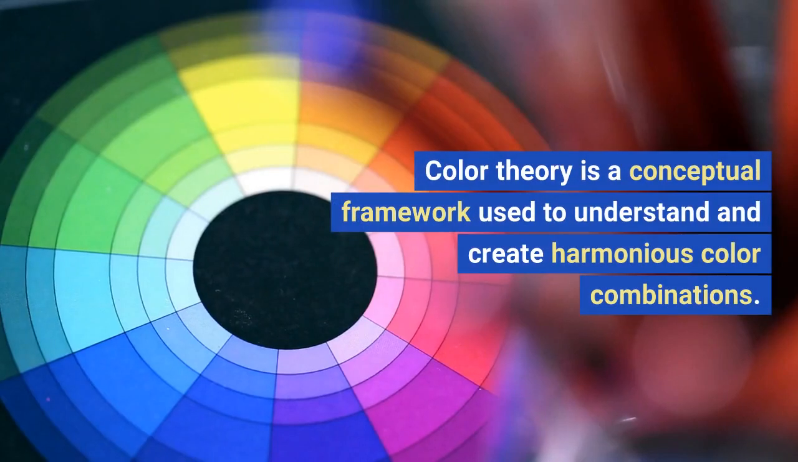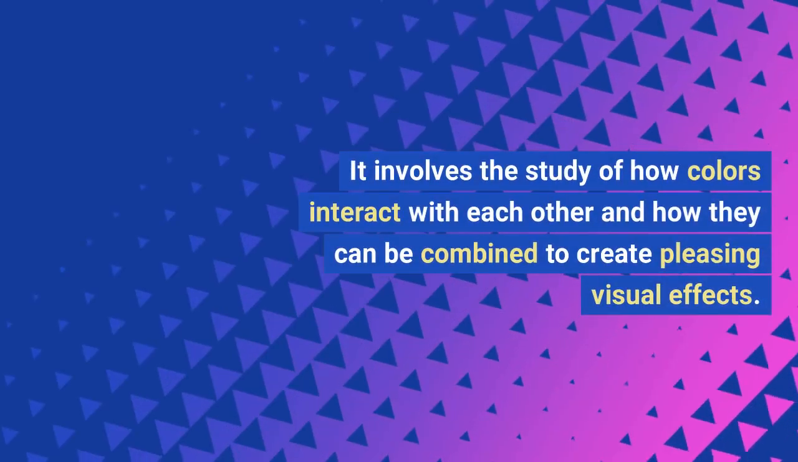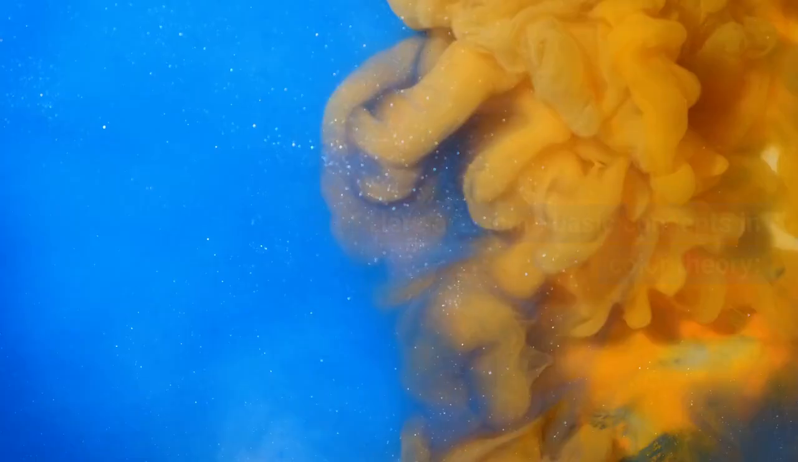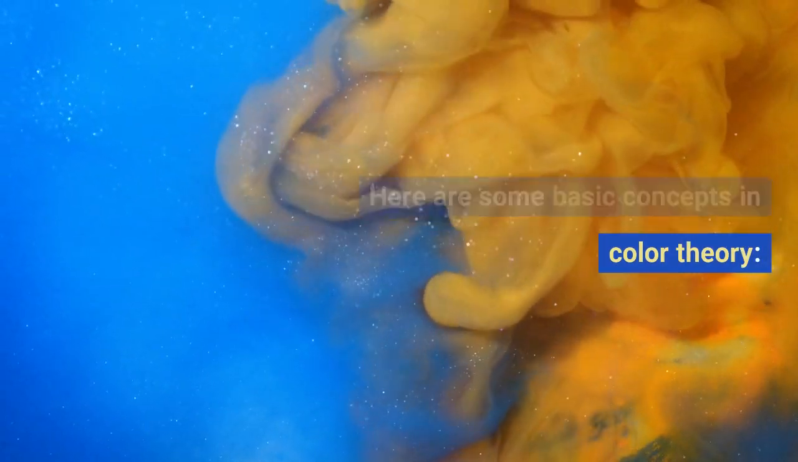Color theory is a conceptual framework used to understand and create harmonious color combinations. It involves the study of how colors interact with each other and how they can be combined to create pleasing visual effects. Here are some basic concepts in color theory.